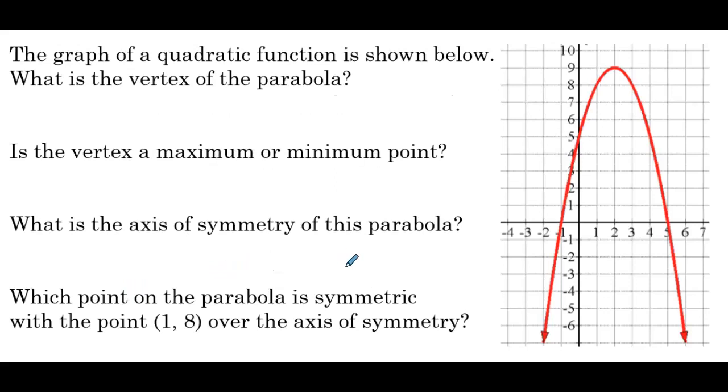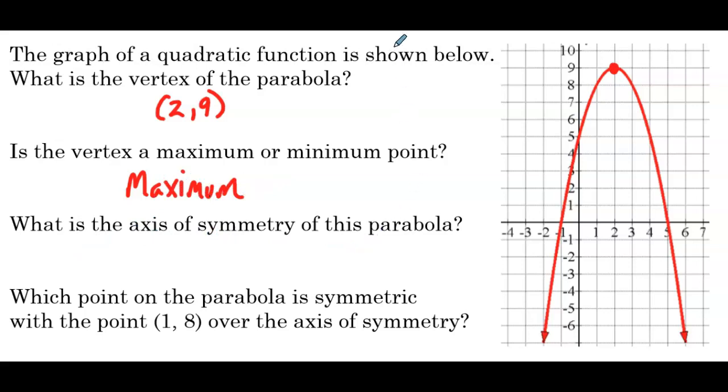So now they've given us a graph of a different parabola. We can see this time the parabola opens down instead of opening up, like the example that we graphed in the first slide. So the graph of a quadratic function is shown below. What is the vertex of the parabola? So the vertex is that turning point. So that's the point (2, 9). Is the vertex a maximum or minimum point? Well, looking at our graph, the vertex is the highest point on the graph. So it's a maximum.